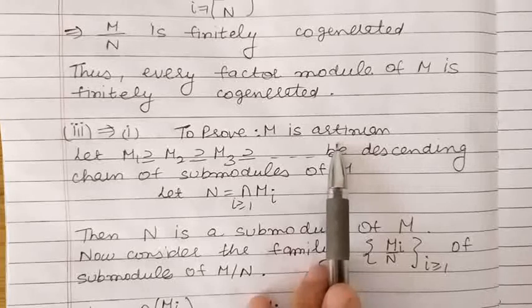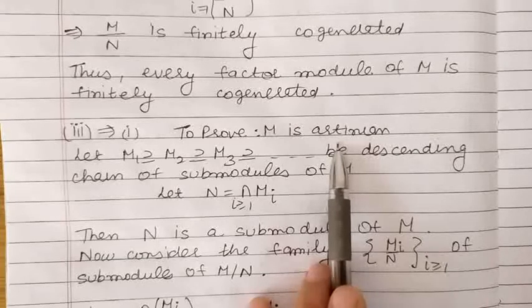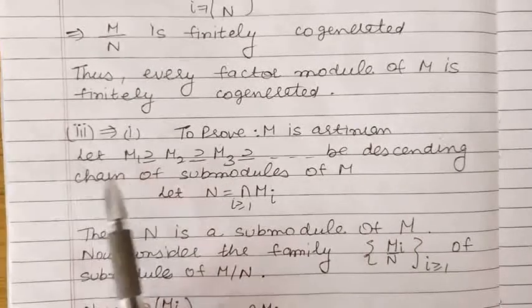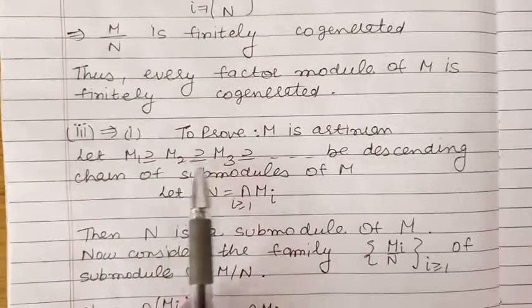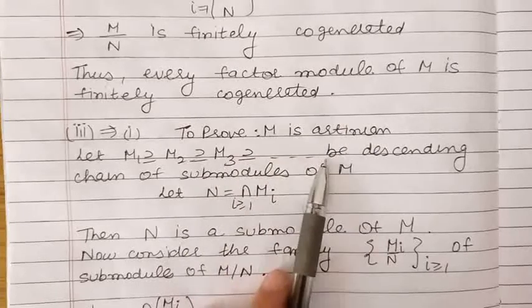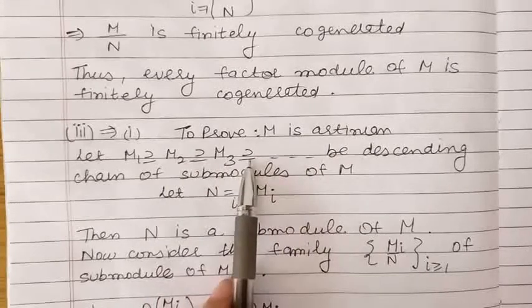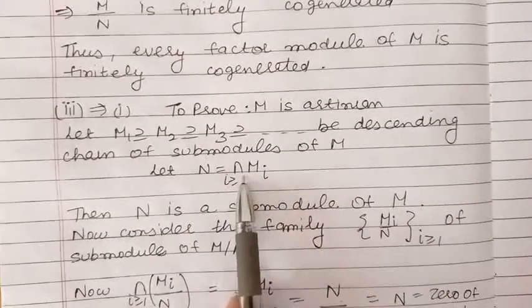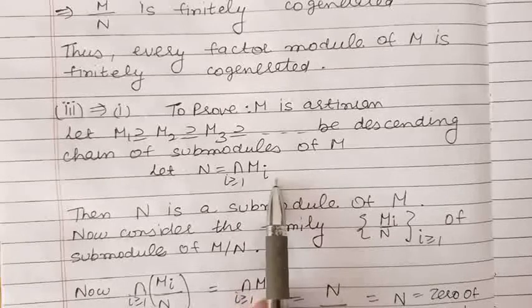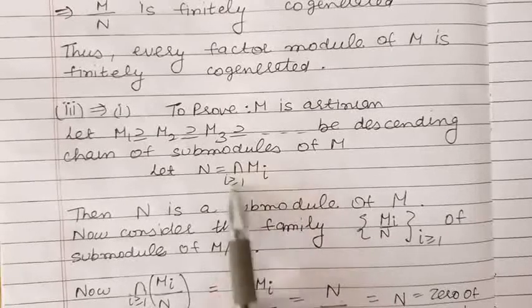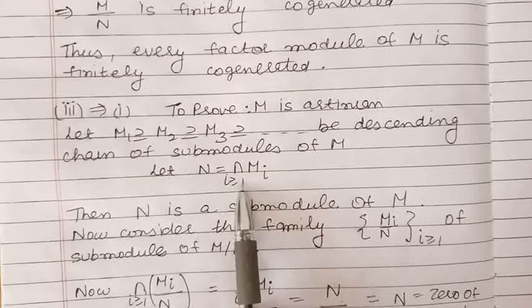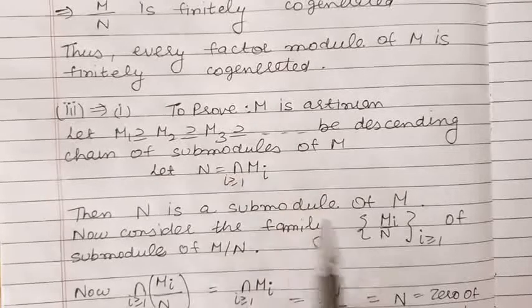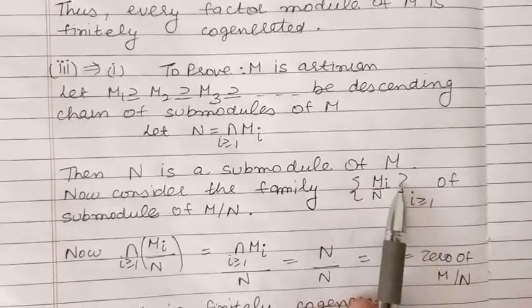For this, we prove that every descending chain of submodules of M becomes stationary after a finite number of steps. So let us take a descending chain. M1 contains M2, M2 contains M3, and so on. This is a descending chain of submodules of M. Let us take N as the intersection of these Mi's. Then the intersection of submodules of M is again a submodule of M. So N is a submodule of M.